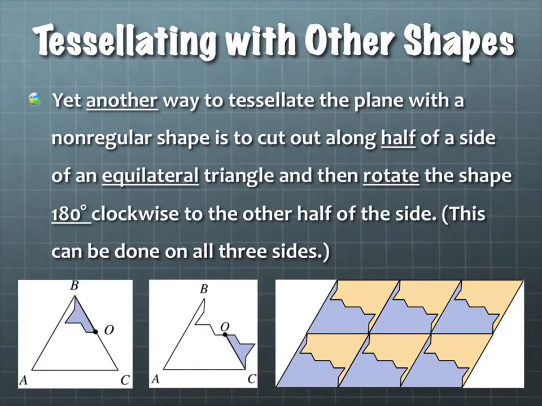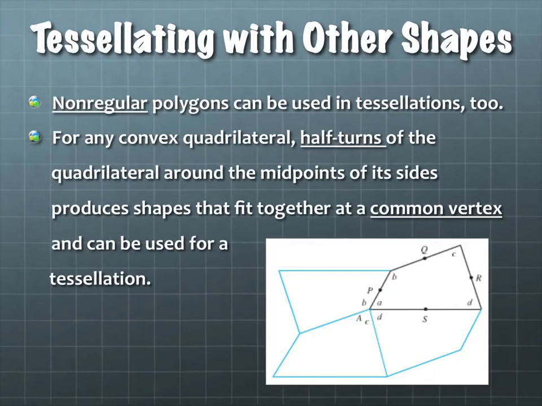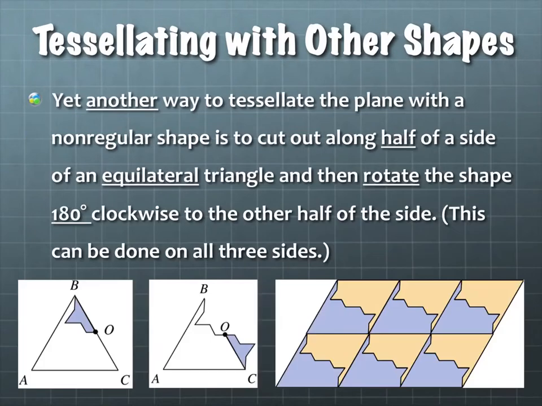All right, here's a third one. Yet another way to tessellate the plane with a non-regular shape is to cut along half of a side of an equilateral triangle. So this one's specific to an equilateral triangle, just like this one was specific to a convex quadrilateral, okay? So you have to start this diagram picture, so to speak, with an equilateral triangle. And you can see in blue over here what they've cut out, right? There's this blue shape that's cut out right here.